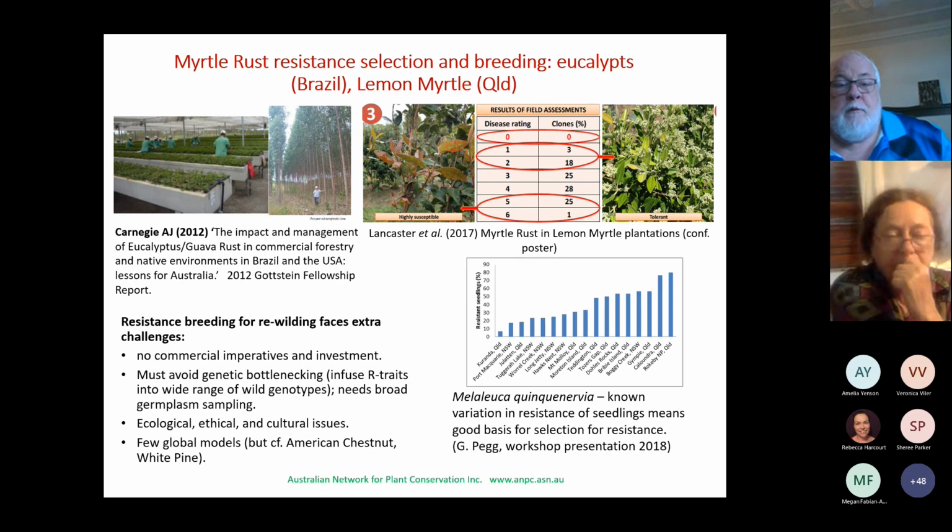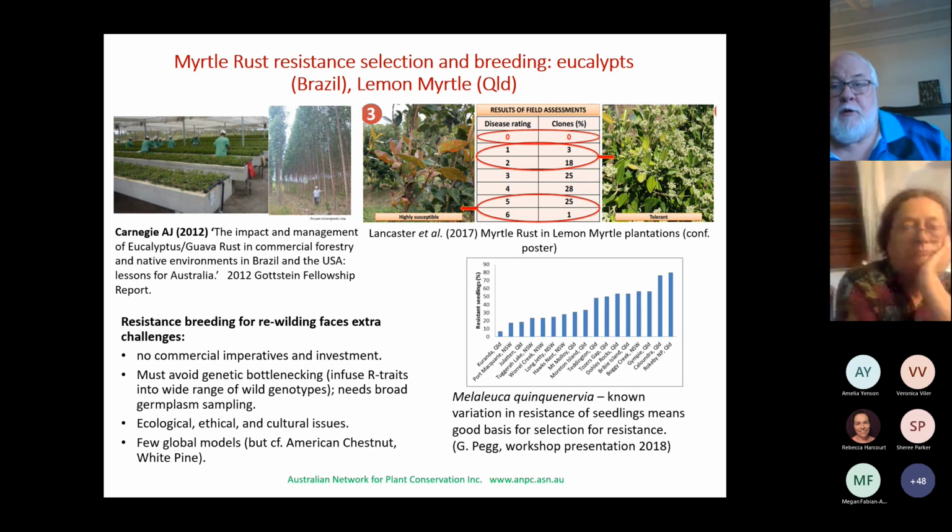And the second is that we've got to avoid genetic bottlenecking. We're not interested in clones in the way that the South American foresters are, or that a lemon myrtle producer might be. We're interested in reinforcing a wide range of wild genotypes for redeployment into the wild. And some species give a better possibility of this than others.